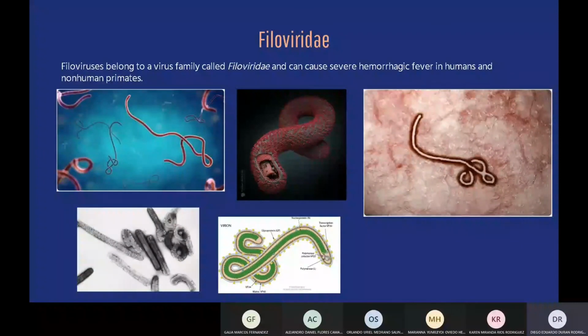Then the Filoviridae. Filoviruses belong to a virus family called Filoviridae and can cause severe hemorrhagic fever in humans and non-human primates. So far, 3 genera of this virus family have been identified: the Cuevavirus, Marburg virus, and Ebola virus. 6 species of Ebola virus have been identified: Ebola virus, Sudan virus, Taï Forest virus, Reston virus, and Bundibugyo virus.